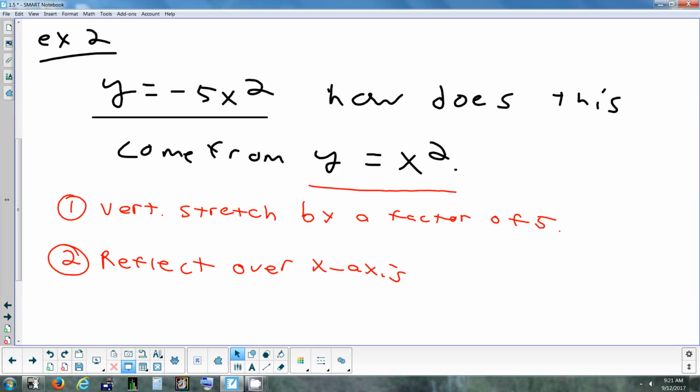Okay, any questions on that one? So if that was a problem on a test, that's exactly what I'd want you to write. If you only said, for example, reflect, I'd only give you half credit for that part, because reflect doesn't tell me over the x or over the y-axis. Same with vertical stretch. You have to tell me by how much. And don't just say stretch by a factor of 5, because there's also horizontal stretches, which we're not really going to get into with parabolas. This is a vertical stretch.